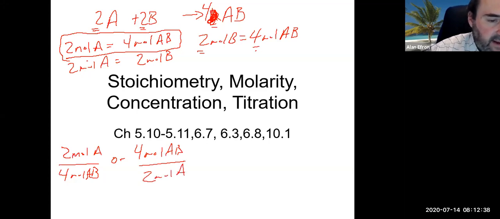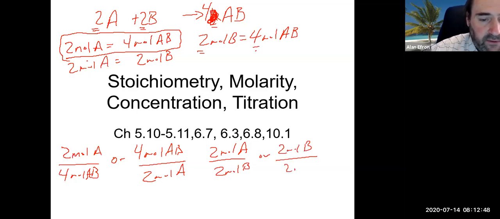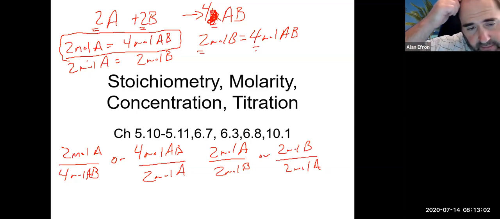And you could do that for any of these sort of relationships. Again, you could write 2 moles of A over 2 moles of B, or 2 moles of B over 2 moles of A. Much like a normal conversion factor that we talked about with basic dimensional analysis and so forth. You obviously won't use all the conversion factors in a particular equation. You'll just use the ones that you need.